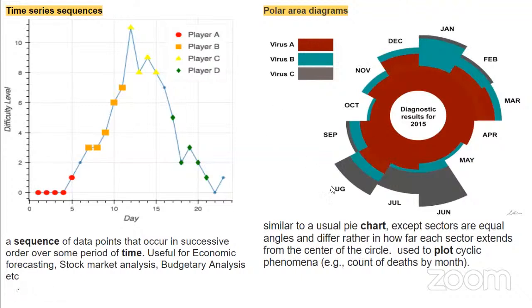But for a polar area diagram, it's similar to a usual pie chart, except the sectors have equal angles and differ rather in how far each sector extends from the center of the circle. It's used to plot cyclic phenomena like counts of days per month, or the amount of rainfall that has happened over the years, or crop production for the months of the year.